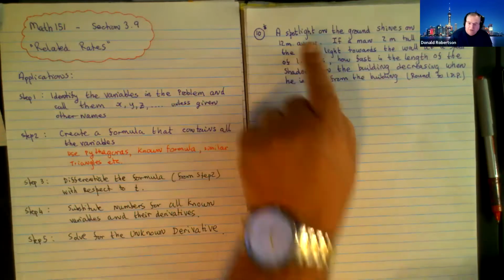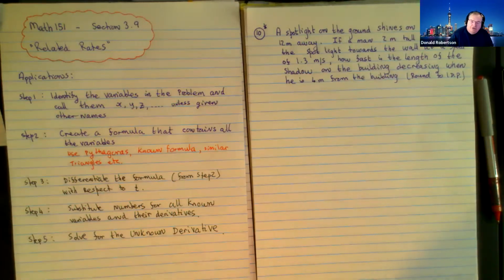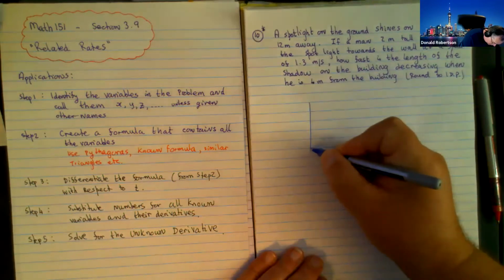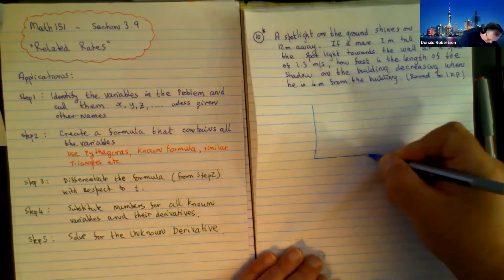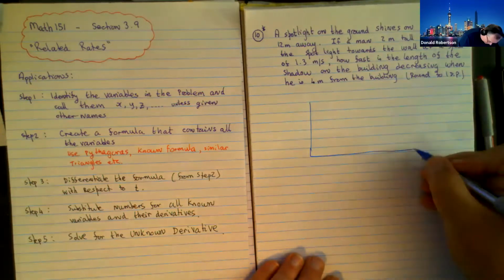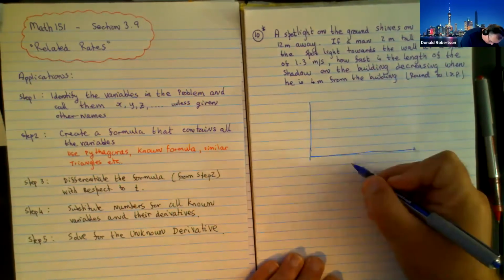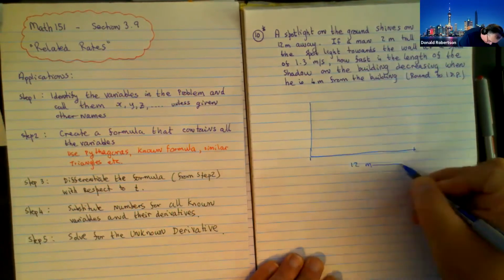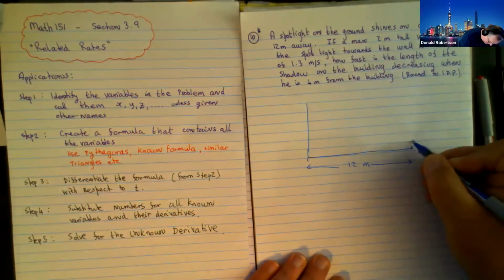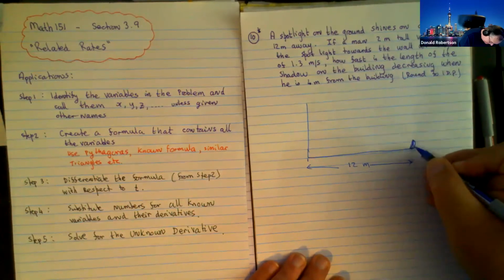This one here is a spotlight on the ground, shines on a wall or a building 12 meters away. So I'm going to imagine that we're here and here. And what do I know? I know that from here to here at least is 12 meters. And there's a spotlight here. There. That's a spotlight.